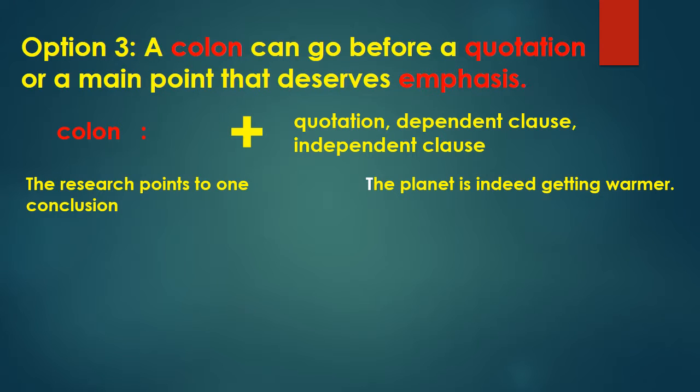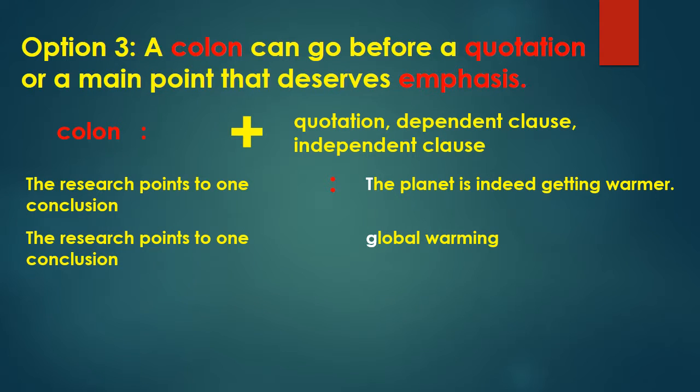For example, the research points to one conclusion: the planet is indeed getting warmer. So we can talk about all the global warming, global cooling, and we're having a really cold winter, we're having a big hot winter, but the research is going to tell us one very important thing. That's what I want to emphasize, so I use a colon. And after that colon, if you have a complete sentence, you can either capitalize it or not capitalize it. Totally up to you.